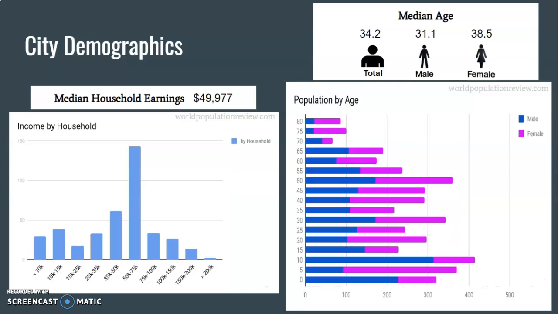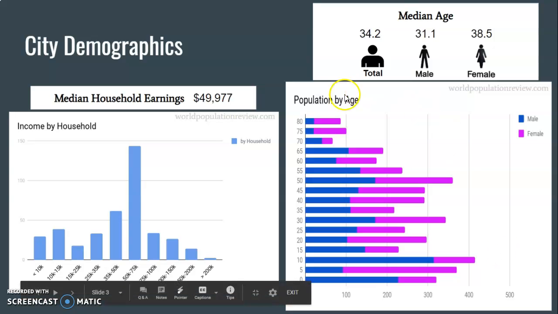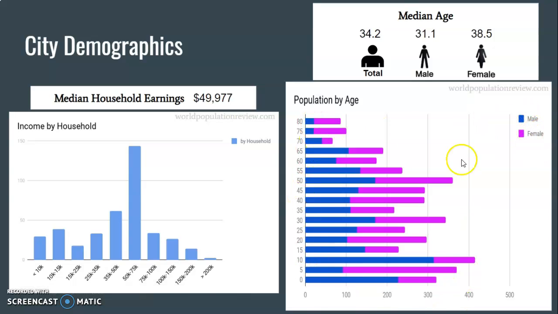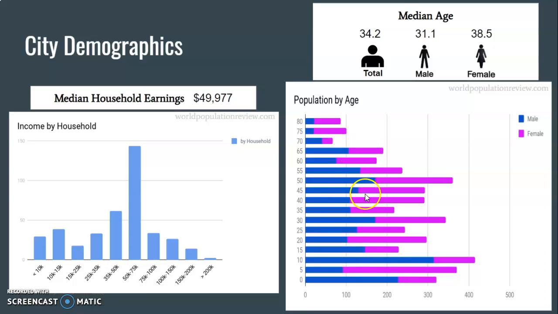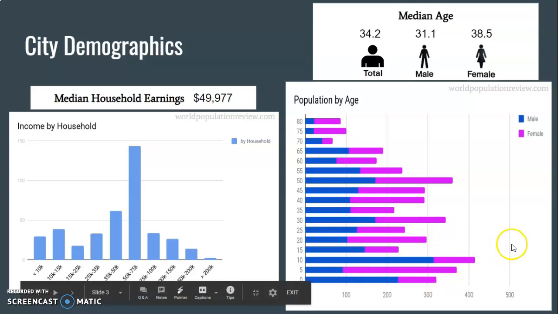Other demographics, our median age total is 34.2, males is 31.1, and females 38.5. You can see the population by age over here. You can see I got it broke down by male and female. I thought that was interesting to see just how the population is.